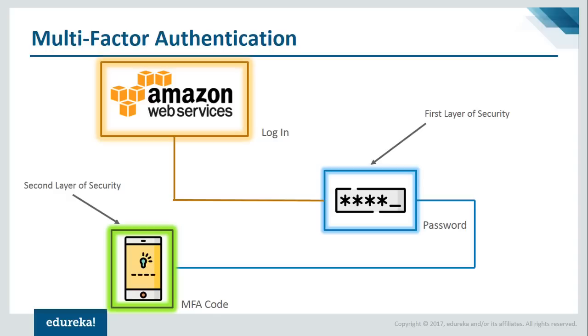But if you want a simpler way, you can create a virtual multi-factor authentication device. And creating that in your AWS is pretty simple. You just have to download an application called Google Authenticator on your phone, connect that application to your AWS account, and that is it. Now it might sound tough, but it's very simple. Let me show you how.